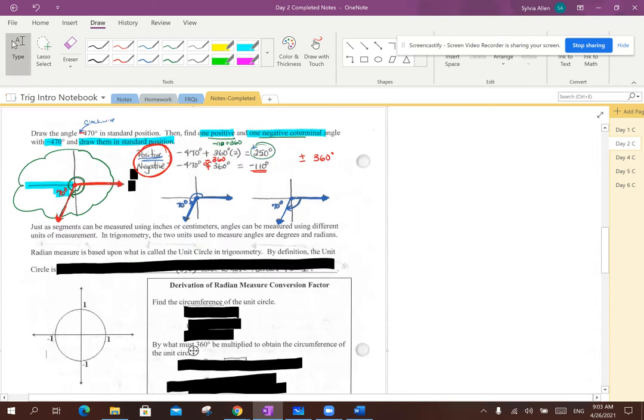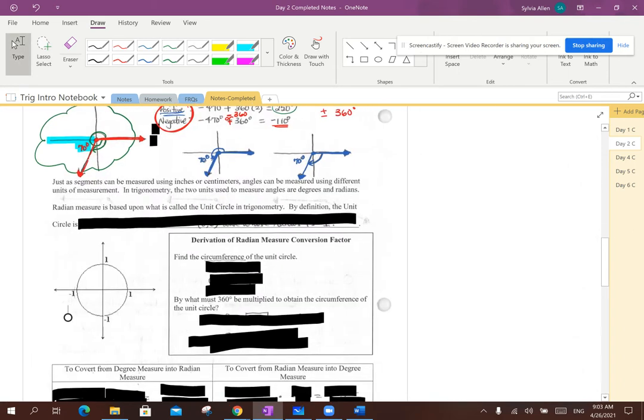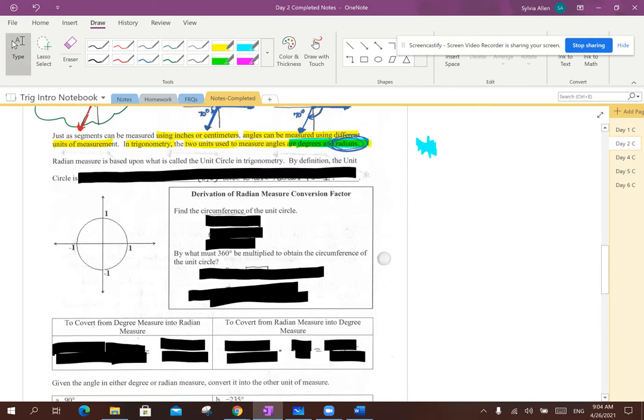All right. So from here, it says, just as segments can be measured using inches or centimeters, angles can be measured using different units of measure. In trigonometry, two units used to measure angles are degrees and radians. Super, super important. We spend most of our time dealing with radians. So once we get past this introduction to degrees and radians, we're going to mostly focus on radians.